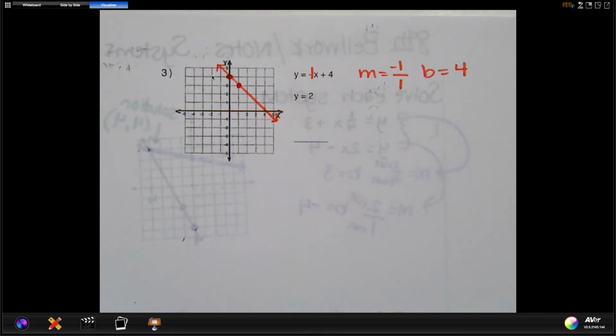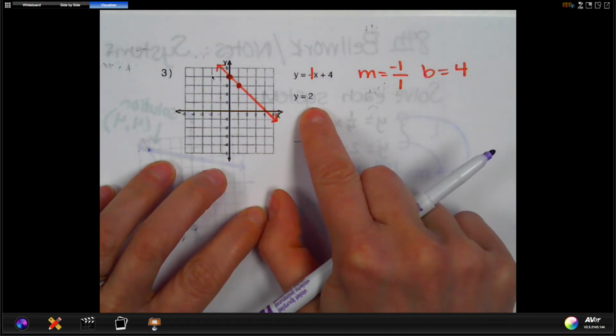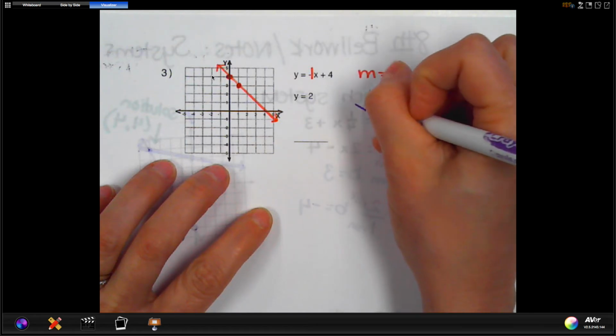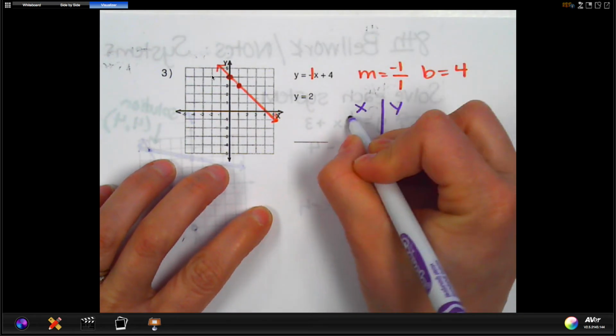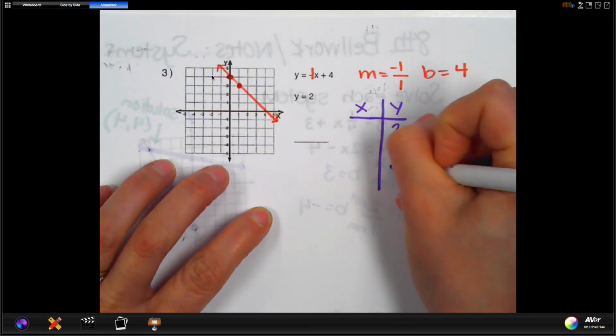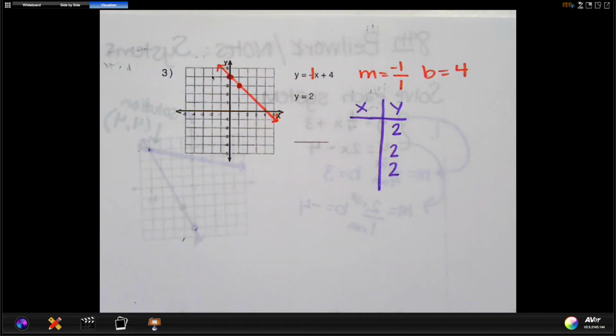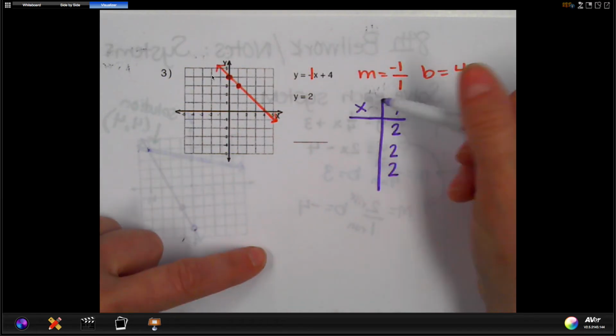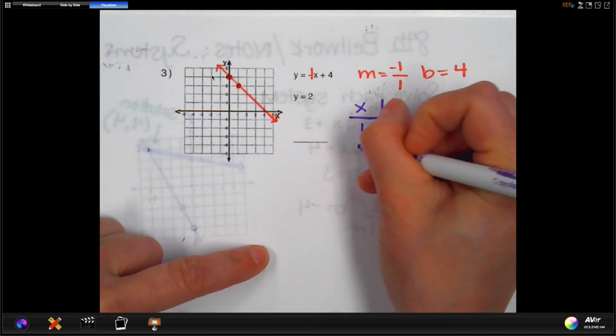Now our second one is y equals 2. So your question is, how do we get m and b from that? In this case, you don't really get m and b in the same way. If you get an answer like y equals 2, our best bet is to make an xy table. It's telling you y is 2, which means y is 2 for every single ordered pair, no matter what x is. So my advice is pick easy numbers for x, like 1, 2, and 3.